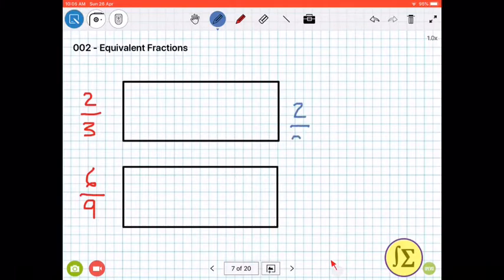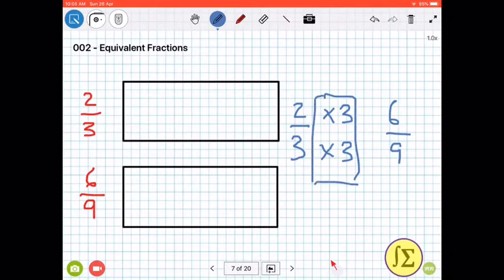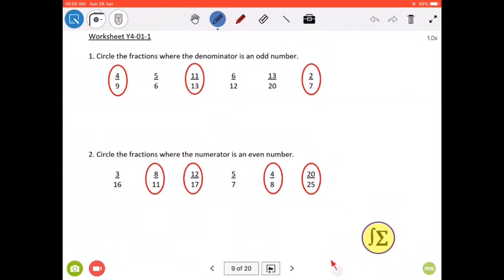2 over 3 and 6 over 9. Okay, this one used the smaller numerator, multiply by 3, you get 6, and the smaller denominator you multiply by 3, you get 9, right? So you multiply by the same number, you create an equivalent fraction. That's the lesson for today.